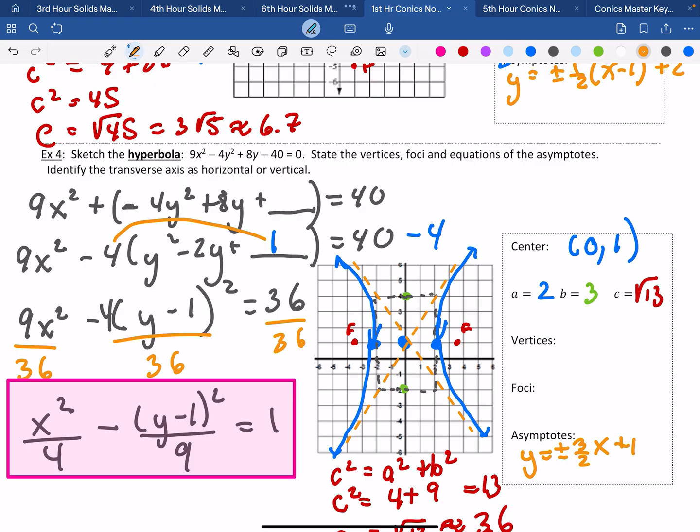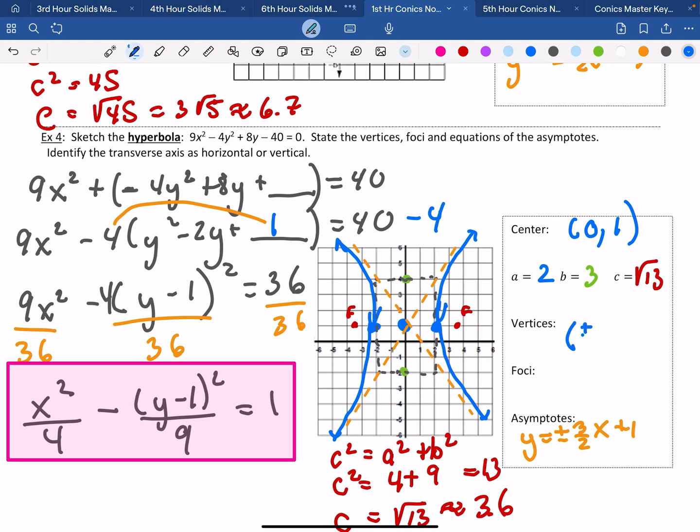Now let's go ahead and name those vertices. One vertex is negative 2, 1. The other one is a positive 2, 1. So I'm going to kill 2 birds with 1 stone. Sorry, birdie. And I get plus or minus 2, 1.